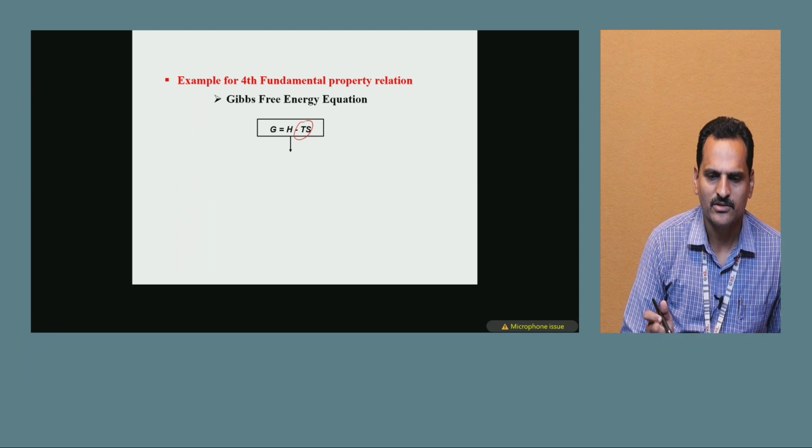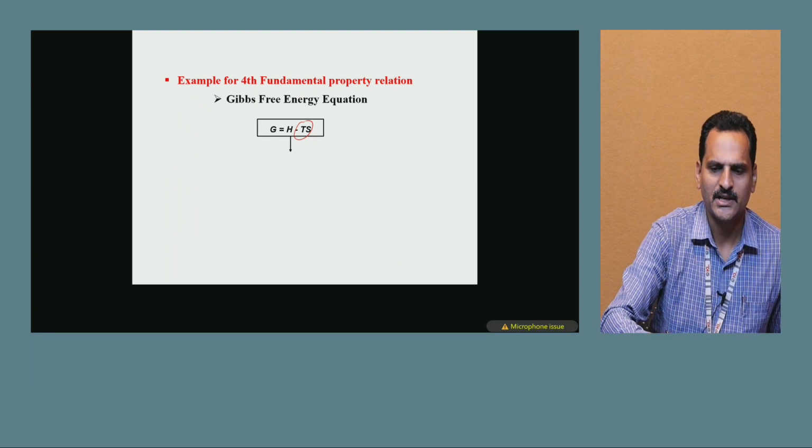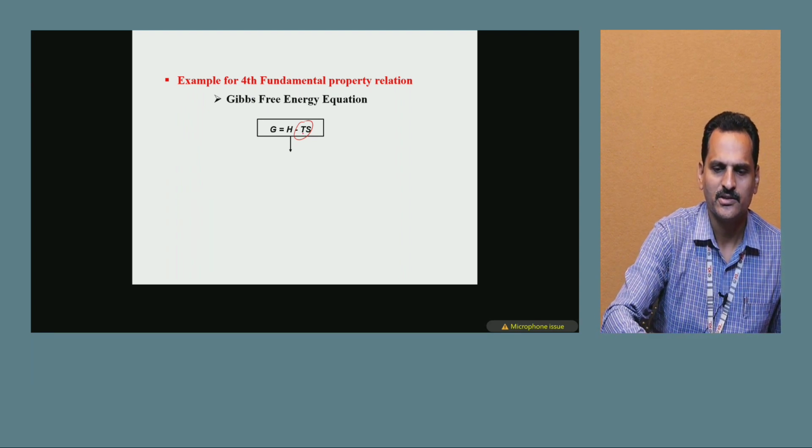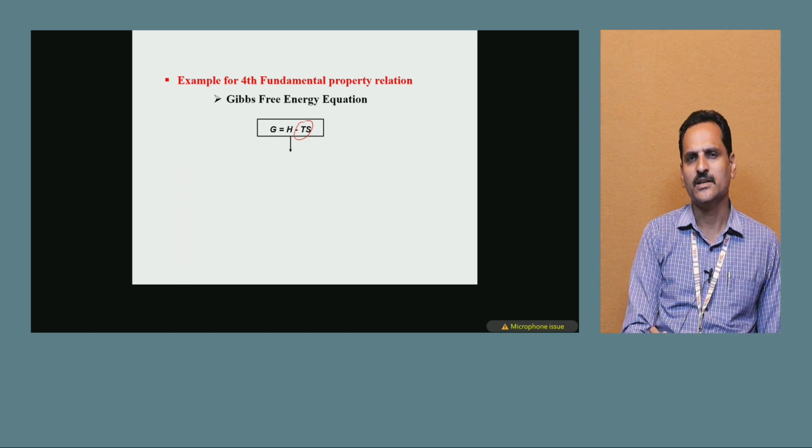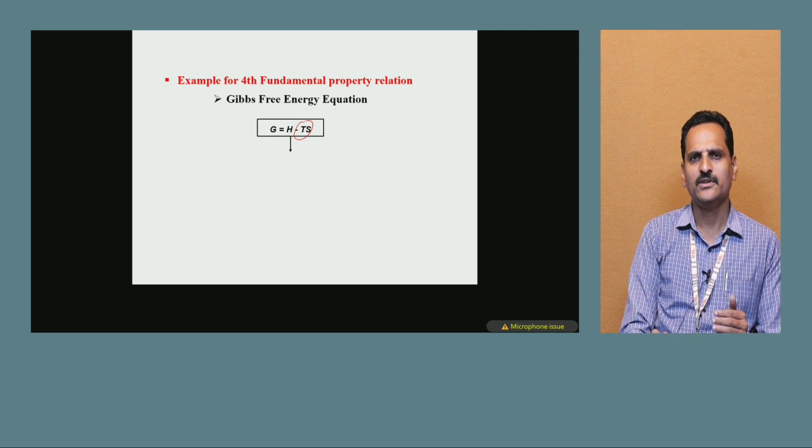Okay, so H represents the total heat content of the system. By subtracting the free entropy energy, then we can get the useful amount of energy, that is called Gibbs free energy.